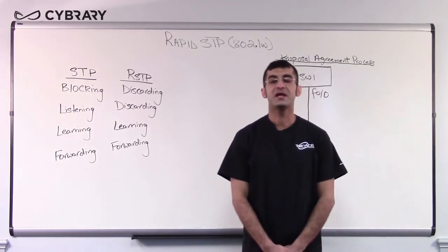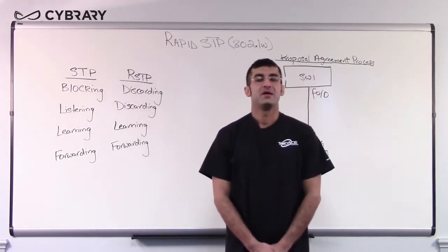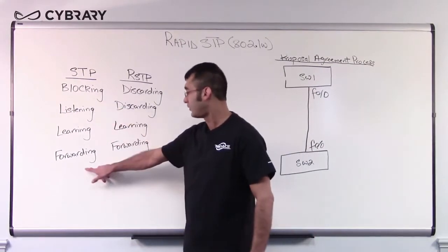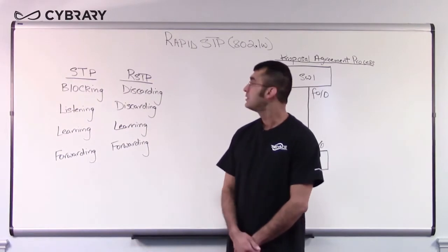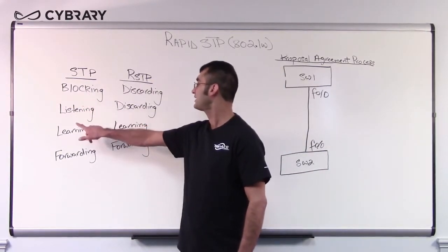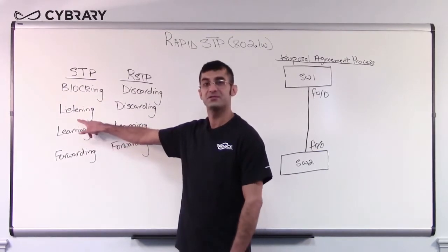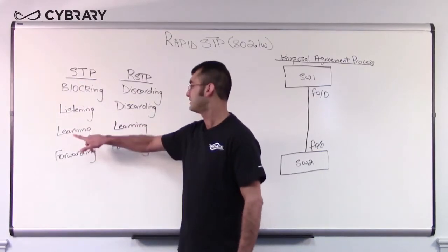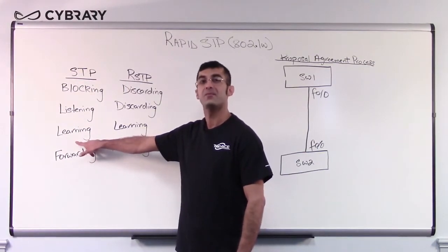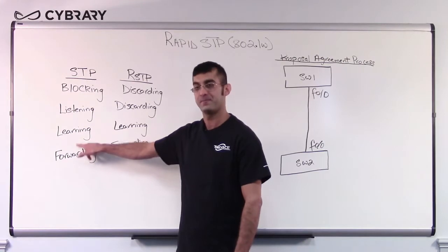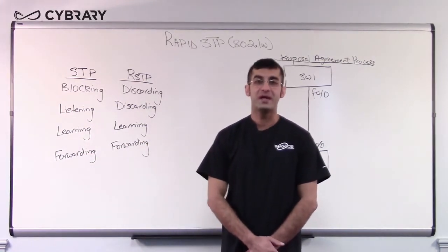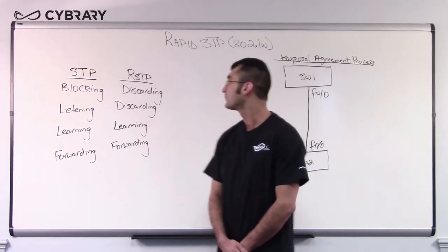Now, spanning tree takes a total of 50 seconds to converge from going from blocking to forwarding. If you remember, from blocking to listening, it takes 20 seconds. Then between listening and learning, it takes 15 seconds, the time being called forward delay. And then between learning and forwarding, it takes another 15 seconds, and that time also being called forward delay. 50 seconds is too long of a time for users to wait before they can transmit data.